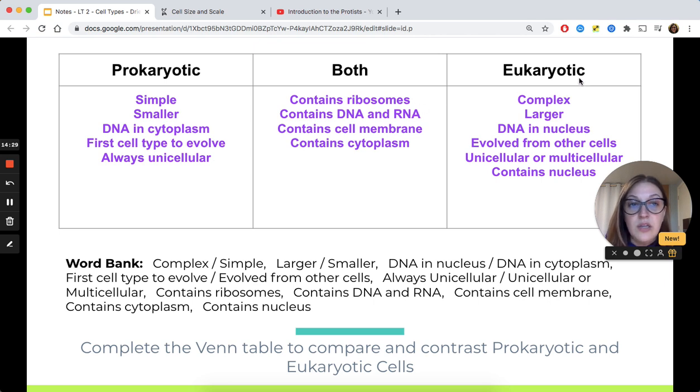In comparison, eukaryotic cells are far more complex. They are larger in size. Their DNA is found in the nucleus. They evolved from other types of cells. They can be unicellular, like the protists, or multicellular, like plants and animals. And they contain a nucleus to protect and store the DNA. Both types of cells contain ribosomes, contain both DNA and RNA, contain a cell membrane, and contain cytoplasm.